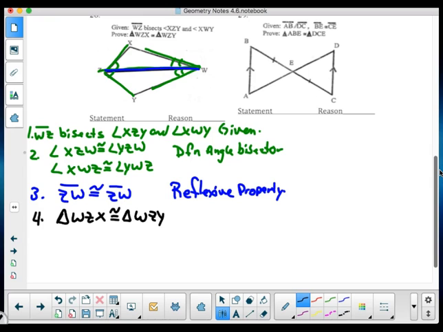Now remember, I have those 5 congruence statements. HL requires me to have right triangles. I do not have that, so I cannot use HL. I have only one side, so side, side, side, and side, angle, side are right out the door. I have 2 angles and a side, so it's either angle, angle, side, or angle, side, angle, and these 2 angles are attached to the side that's congruent in each triangle, so it's got to be angle, side, angle.